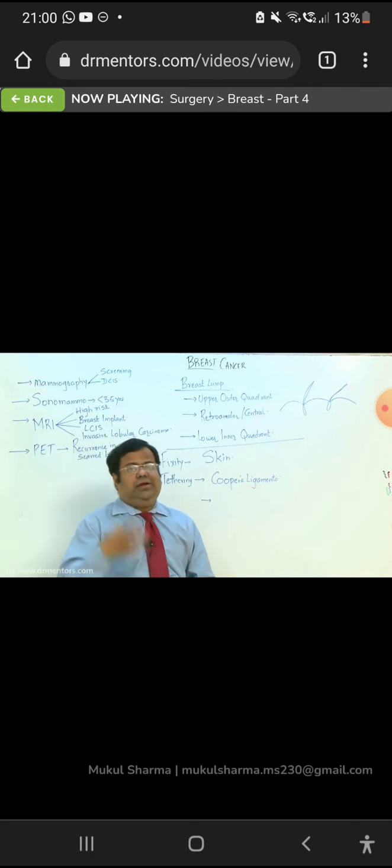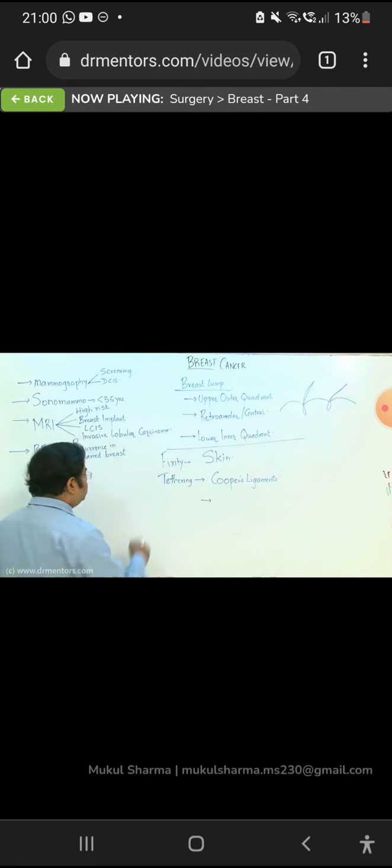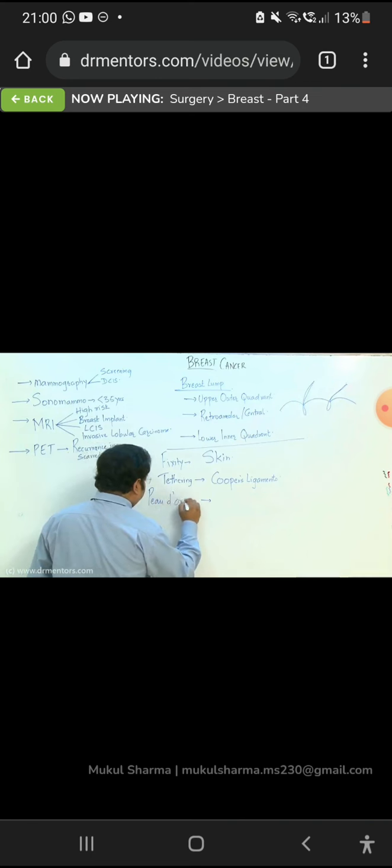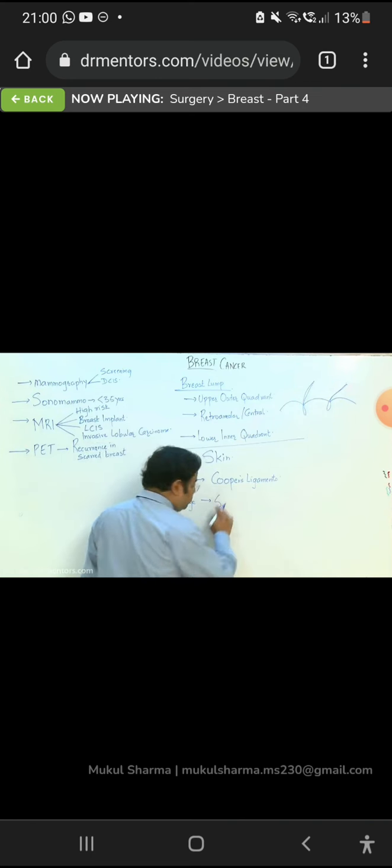If you see from top, it looks as if it is the peel of an orange, so it is called an orange peel appearance or peau d'orange appearance, and this is due to the lymphatics. This is dermal or cutaneous lymphatics.